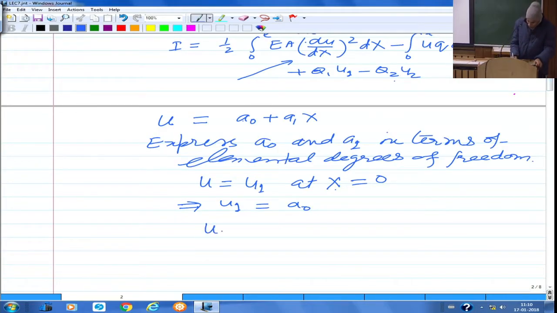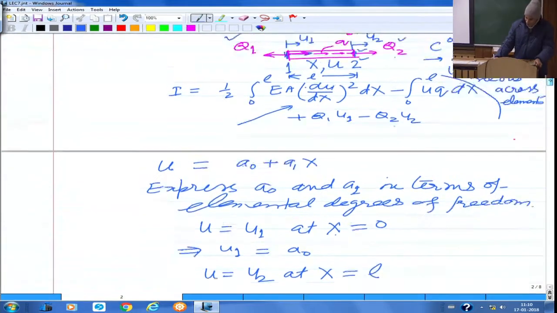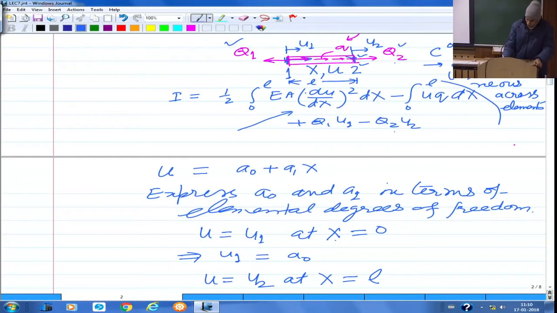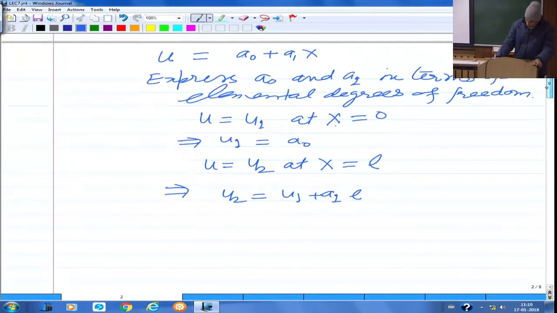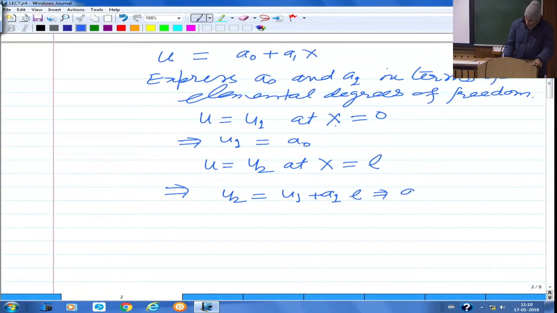The second condition would be that u is equal to u2 at capital X is equal to small l. We said the length of the element is small l, so the capital X coordinate of this point is small l. And based on that, you can say that u is u2, so u2 is equal to a0, which we have already found out as u1, plus a1 into small l. So from this you can say that a1 is u2 minus u1 upon small l.